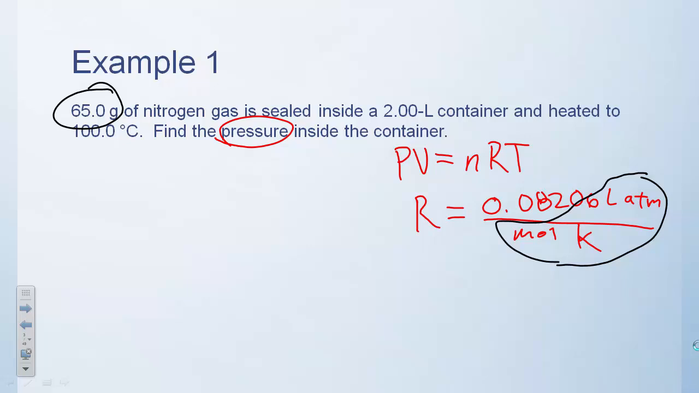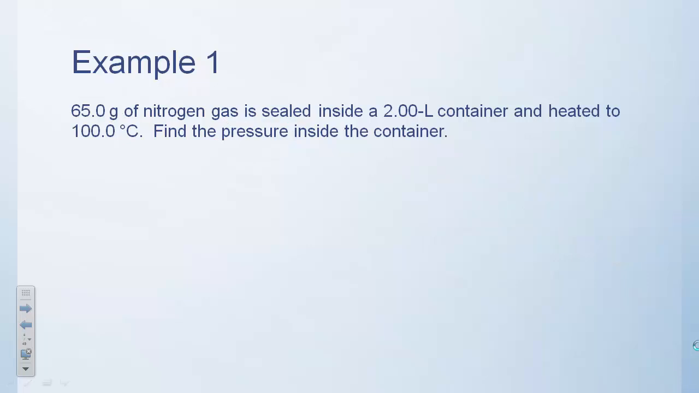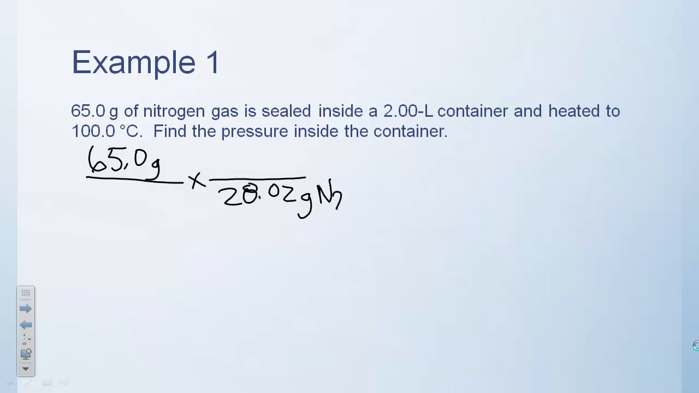So the first thing that we need to do now is do a simple grams to mole conversion. So remember that nitrogen is diatomic. That means that 65.0 grams, we're going to say that there are 28.02 grams of N2 in 1 mole of N2. And when we work this out, we find that there are 2.319 moles, and we'll underline this 1 here as our last sig fig.